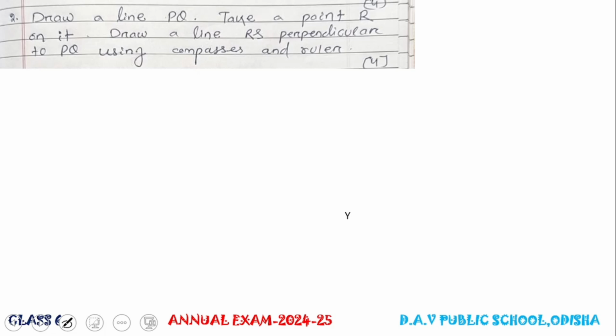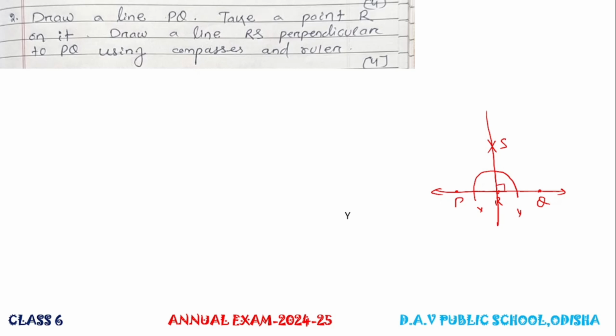draw the line. First we draw the line and name it PQ. Take a point R on it. Draw a perpendicular. First draw an arc and name the points X and Y. From X and Y take more than half and draw arcs to cut. Then join this point and R. Then this is the perpendicular to the line PQ.